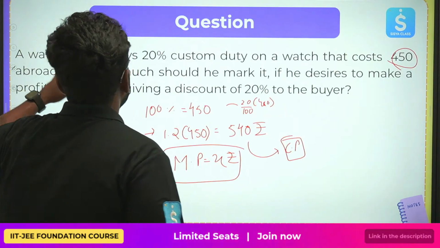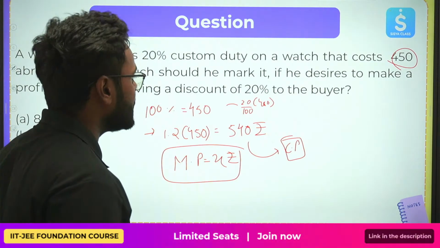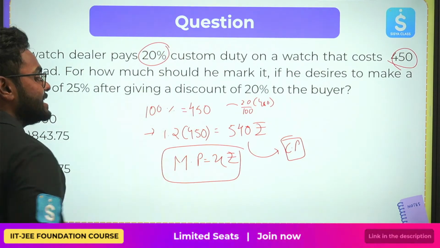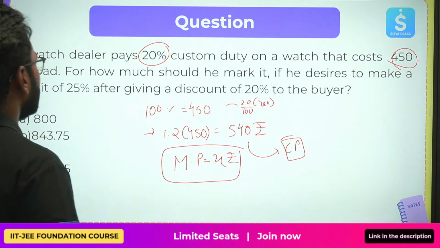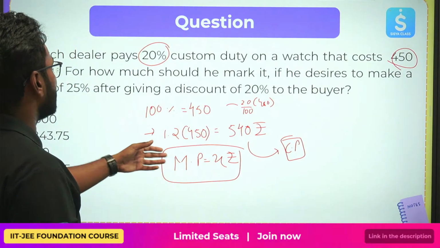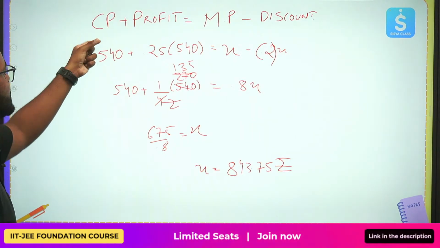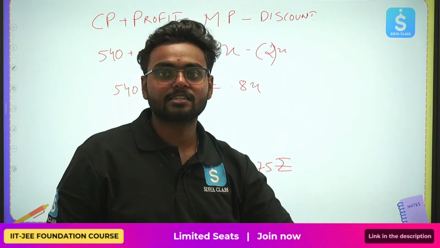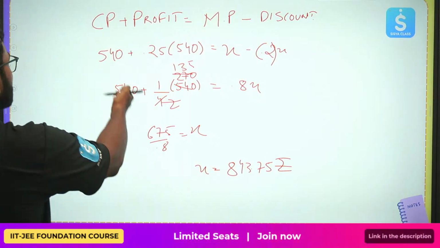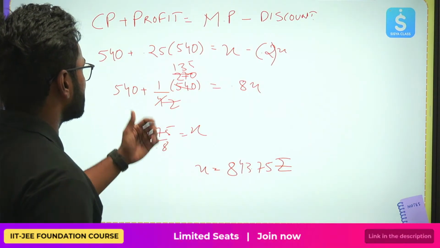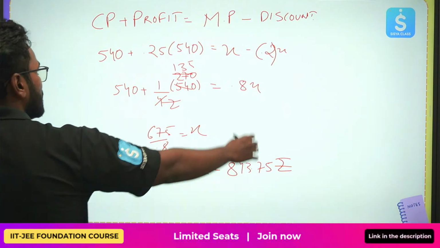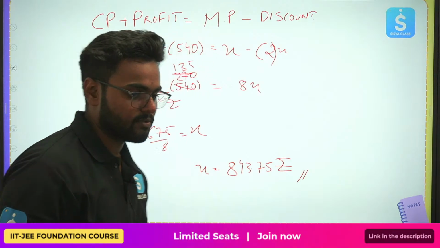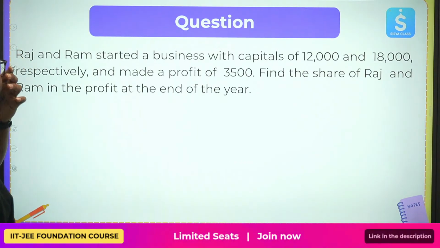Great. So in this case, we first found out the cost price, CP. We found out the CP by considering the 20% that he additionally has to pay to get that watch to his country, which becomes 540 rupees. And upon that 540 rupees, we use the condition where CP plus the profit he desires is equal to the mark price minus the discount he provides. So 540 plus 0.25 into 540 is equal to x minus 0.2 into x. So 1 minus 0.2, which is 0.8, and the final price would be 843.75.